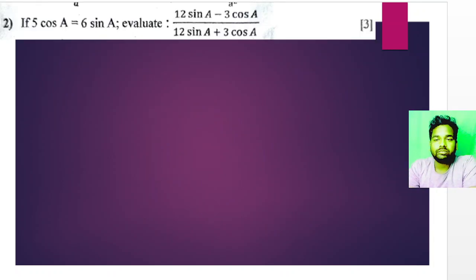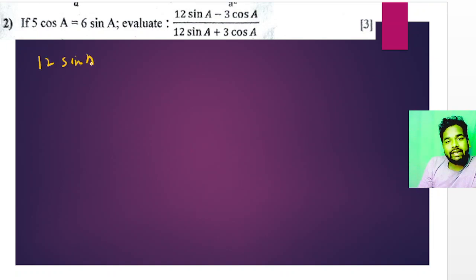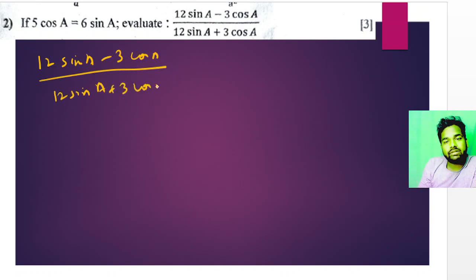Now we will solve the next question, that is if 5 cos a is equal to 6 sin a, then we are going to evaluate 12 sin a minus 3 cos a divided by 12 sin a plus 3 cos a. Now look here, this is a very easy question, I think. Now we are going to evaluate 12 sin a minus 3 cos a divided by 12 sin a plus 3 cos a.